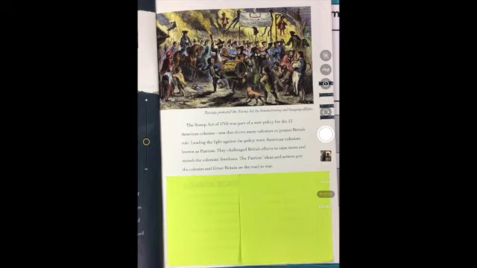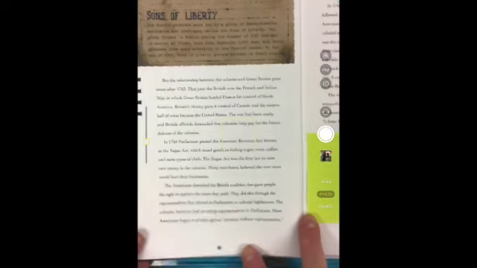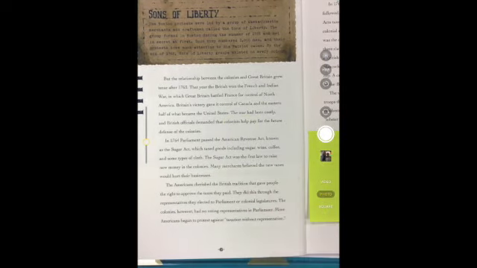So we're starting to really see that conflict brewing. It starts so far with this Stamp Act, but let's see if we can learn more. But the relationship between the colonies and Great Britain grew tense after 1763. That year, the British won the French and Indian War, in which Great Britain battled France for control of North America. I'm going to pause my reading here to remind you of yesterday's session when we watched a video that is about the French and Indian War.